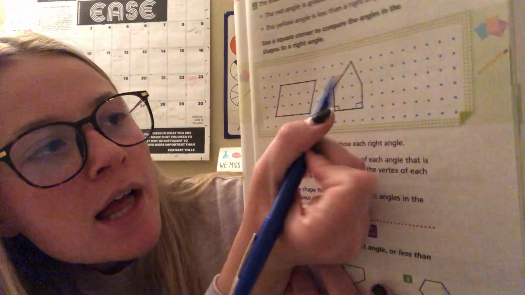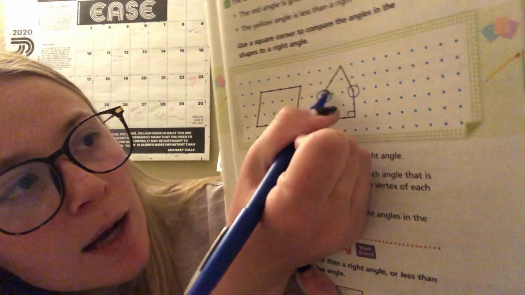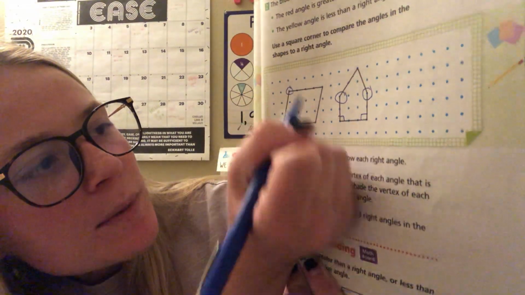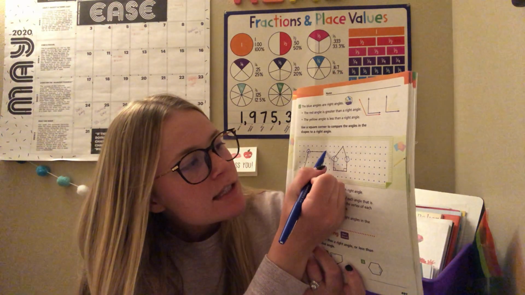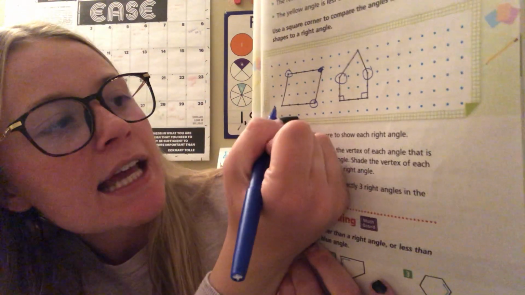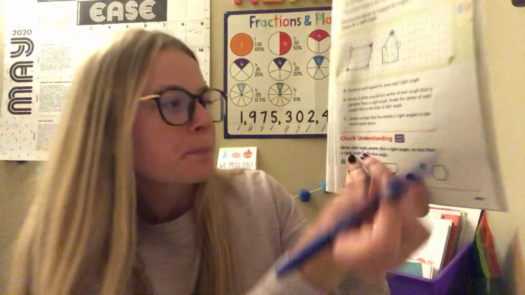Let's see, draw a small square to show each right angle. We did that. Draw a circle around the vertex of each angle that is greater than a right angle. So greater than a right angle, that would be like this one goes way out, that one goes way out, this one goes way out, that one goes way out. Shade the vertex of each angle that is less than a right angle. So that would be this one is less than, this one is less than, that's less than, and that's it.